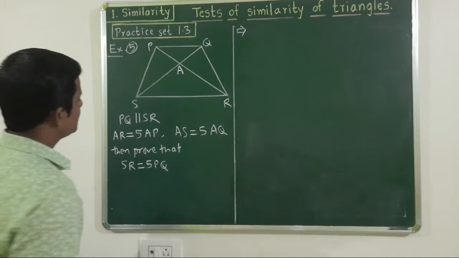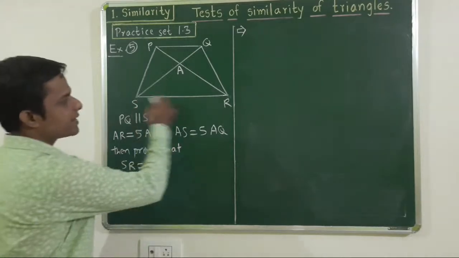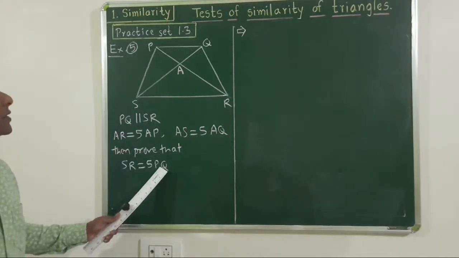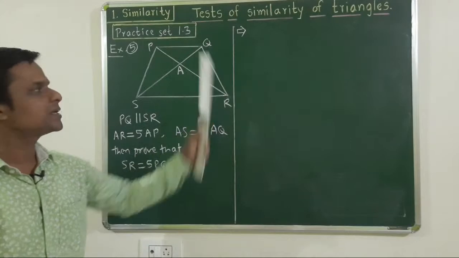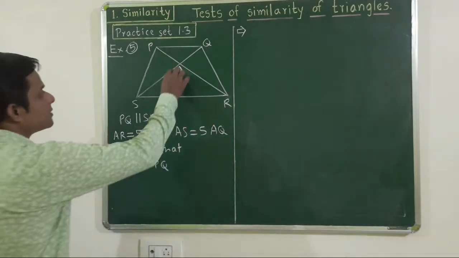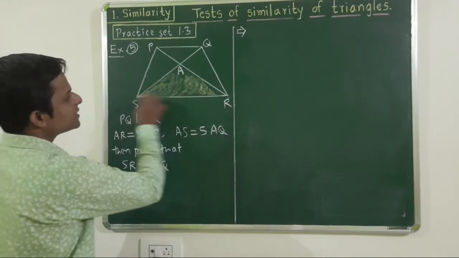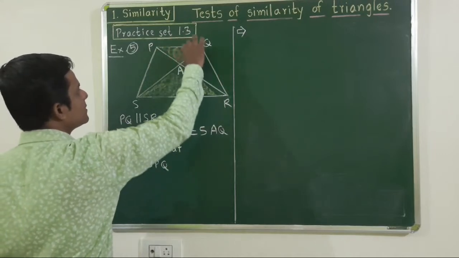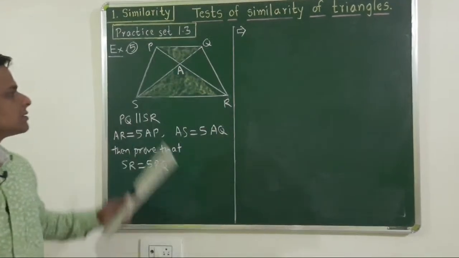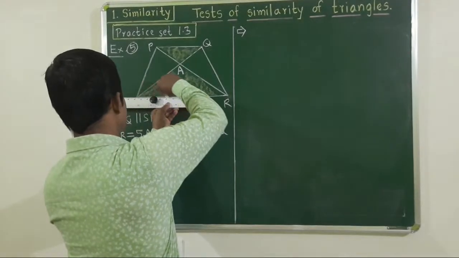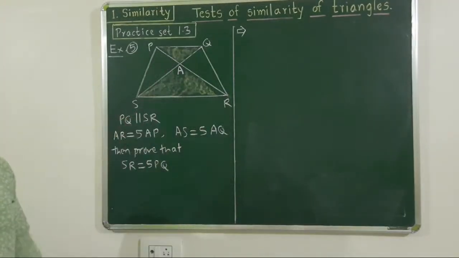Means there is relation between these sides, and we have to find triangles containing these sides, that is triangle containing SR and triangle containing PQ. These two triangles are triangle ASR, this is triangle containing side SR, and triangle APQ. Now we have to prove these two triangles similar, then we will reach up to this target.